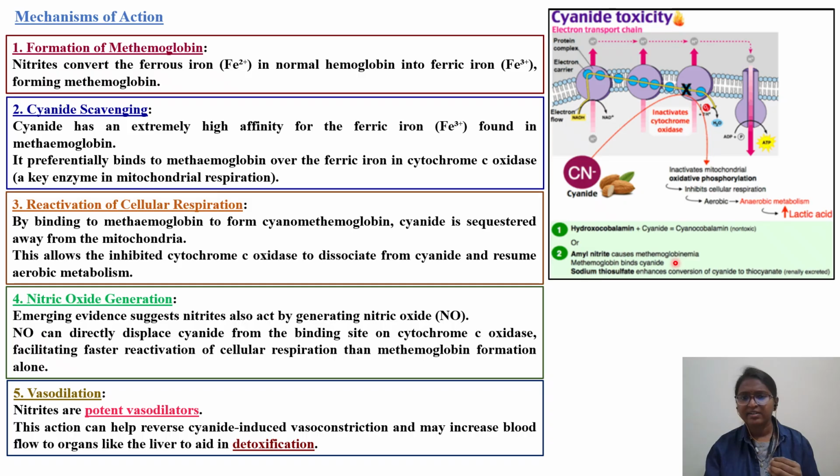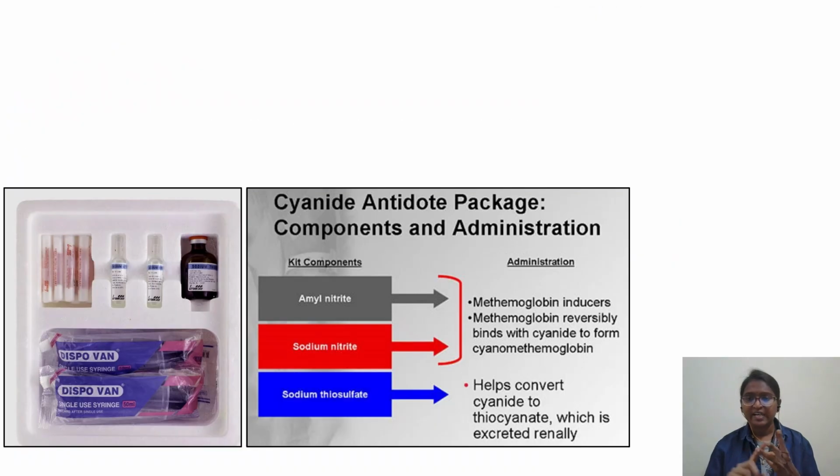Then we have amyl nitrite, which is inducing methemoglobin. Okay, sodium thiosulfate, another adjuvant you can use for the treatment of cyanide poisoning. What it will do is it will convert the cyanide to thiocyanate, and this thiocyanate can be rapidly excreted out of your body. These are the three methods. So nitrites you can use, hydroxocobalamin you can use, and sodium thiosulfate you can use.